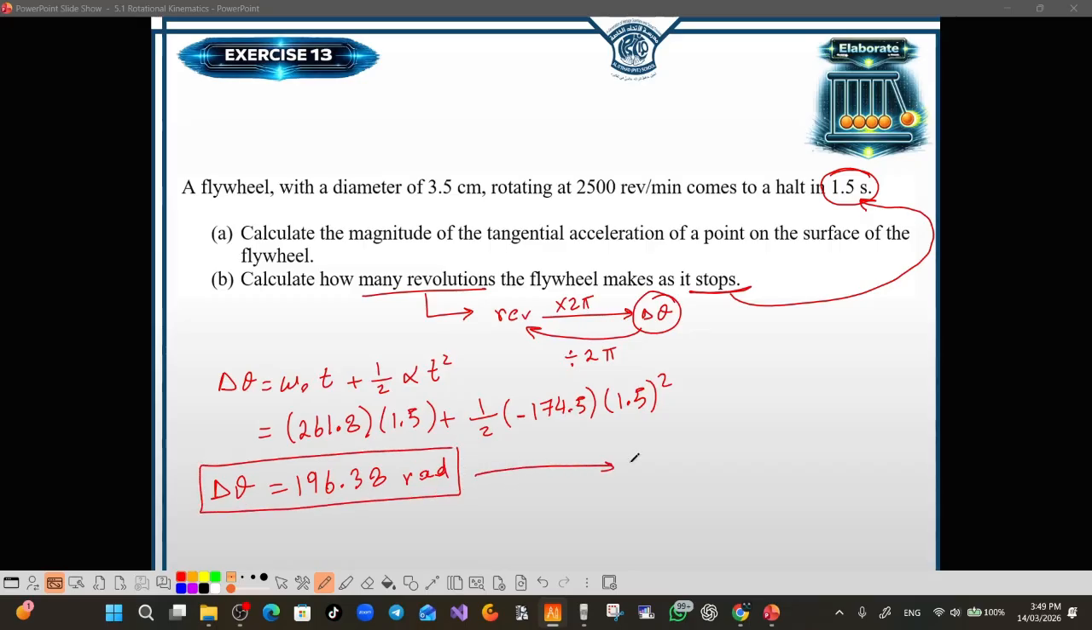Now we convert this into revolution, which means we divide over 2 pi. So if we divide this value over 2 pi, so 196.38 over 2 pi, the answer would be 31.25 revolutions. So this is the final answer.